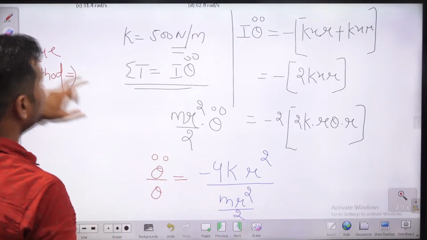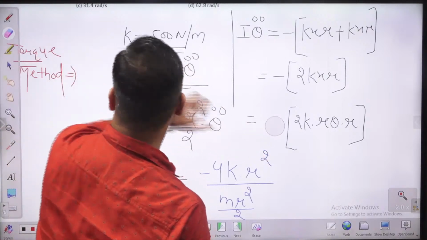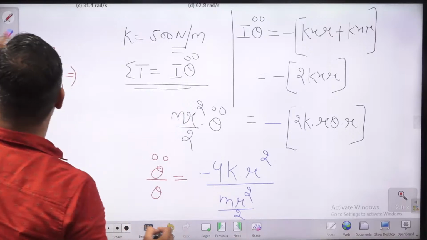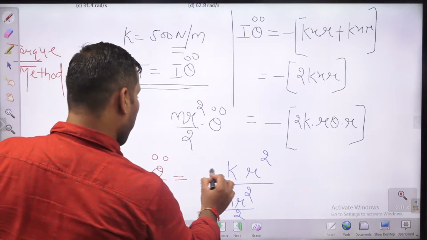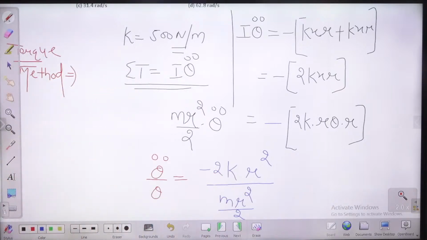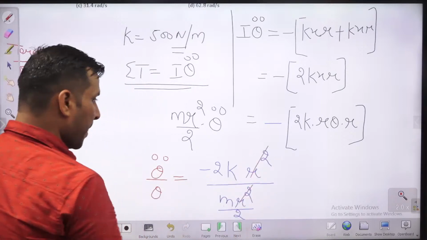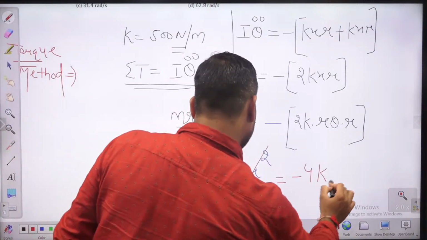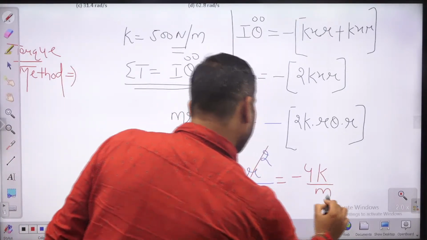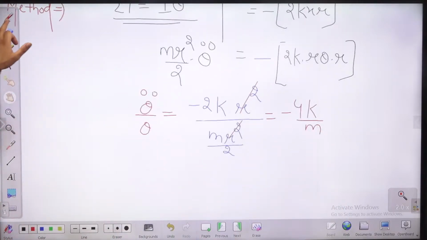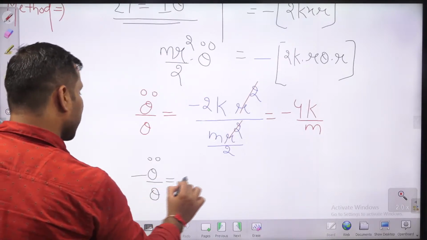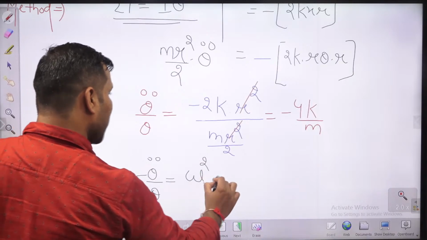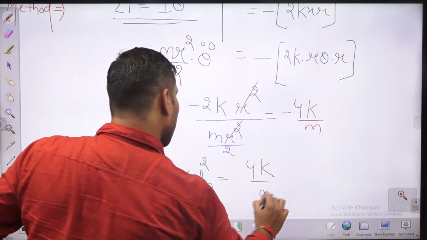There is only a single 2, so there will be 2 only. Let's check it out. Yes, there will be only 2, so this will cancel out. You will get minus 4k by m. This minus you can take to this side. So theta double dot by theta, which is omega n square, is nothing but 4k by m. Now you need to put in all the values.